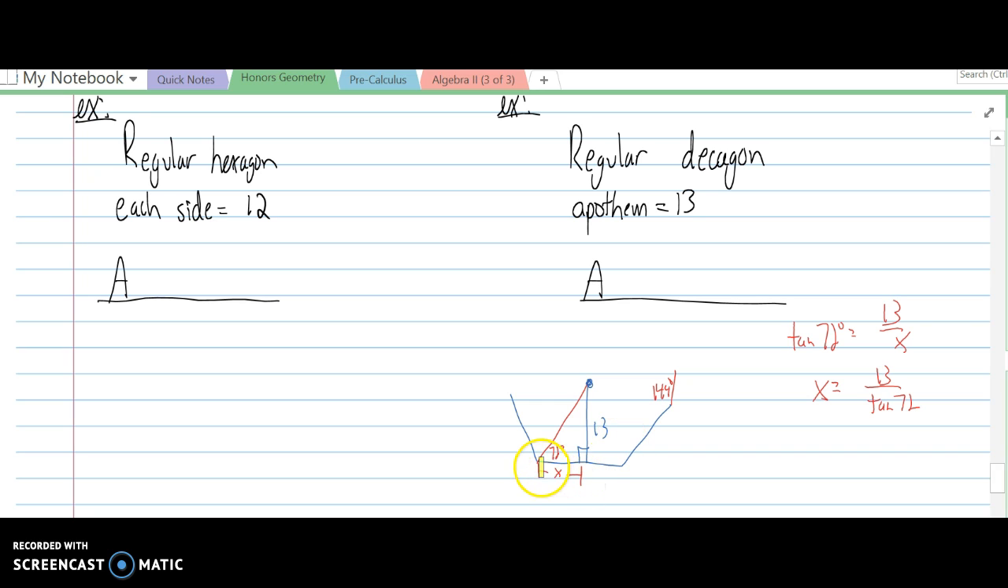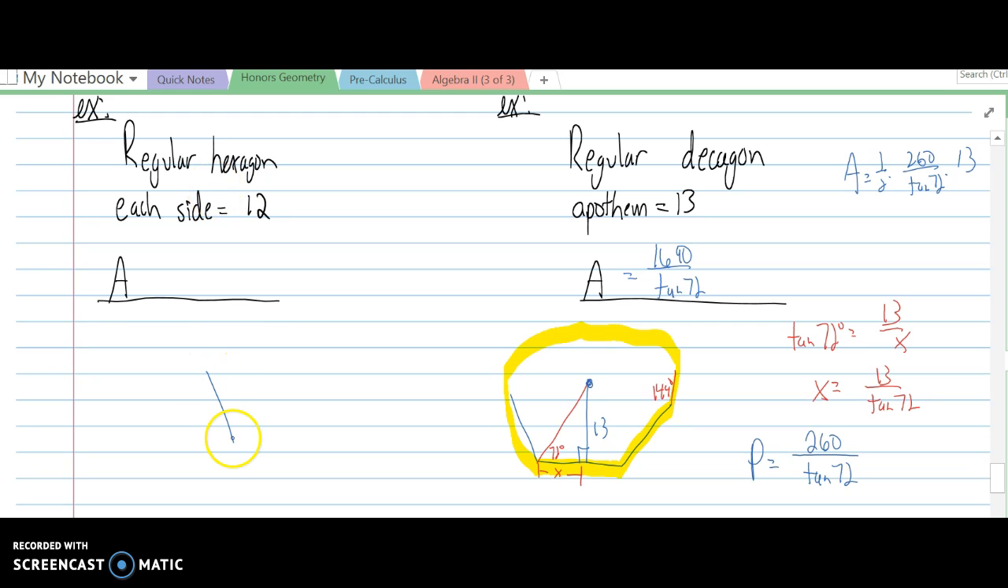Now to get the entire perimeter, we're going to have to take x and multiply it by 2 to get one complete side, multiply it by 10 more to get all 10 of those sides. So in essence, we're multiplying this by 20. When you multiply a fraction by a number, you're really just multiplying the numerator. So the entire perimeter now is 260 over the tangent of 72. So now using that formula that I just talked about, we have 1/2 times our perimeter times our apothem, and we can multiply the numerators. 260 times 13, divide that by 2, and we're going to get 1690 over the tangent of 72, and then use our calculator to get that as an approximate.